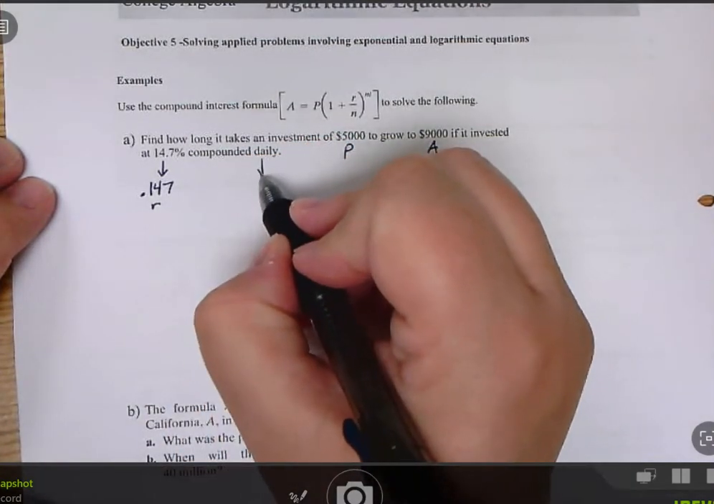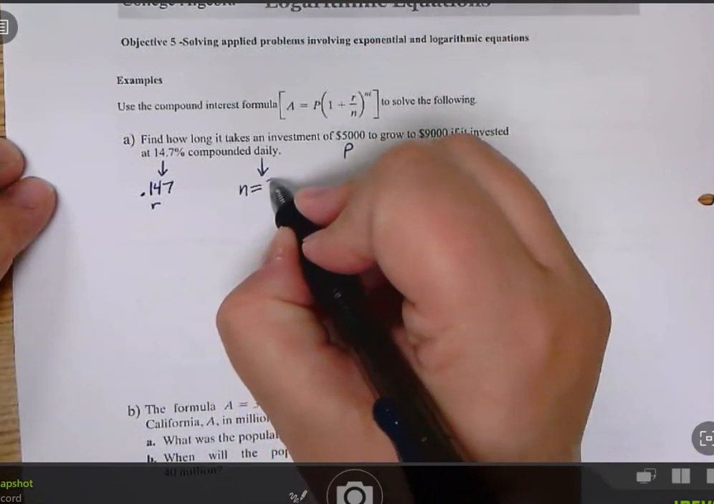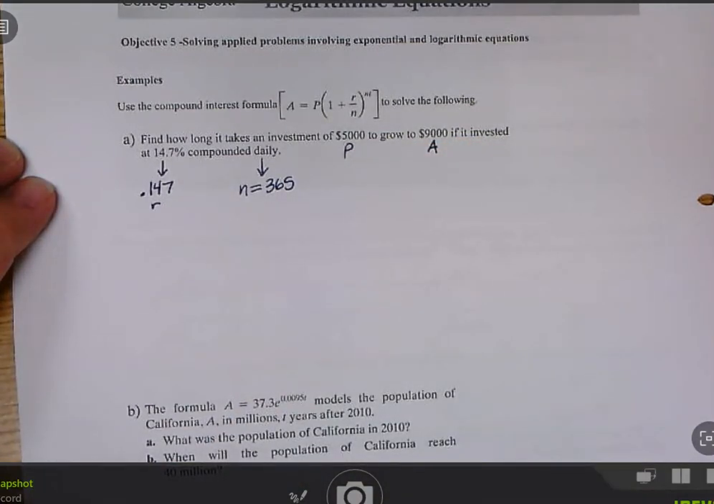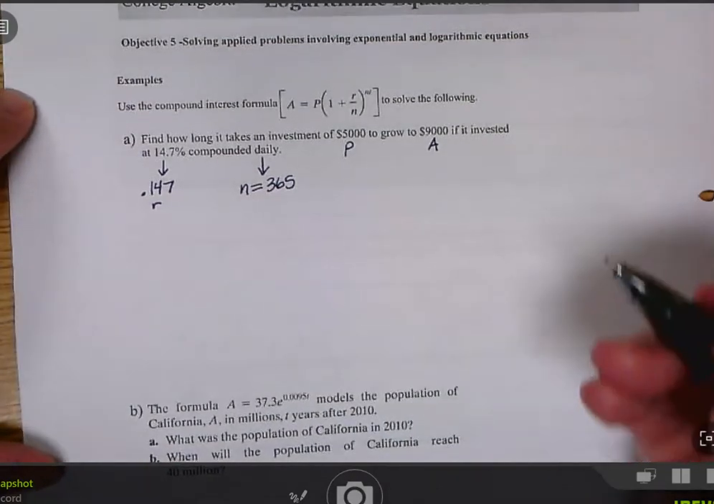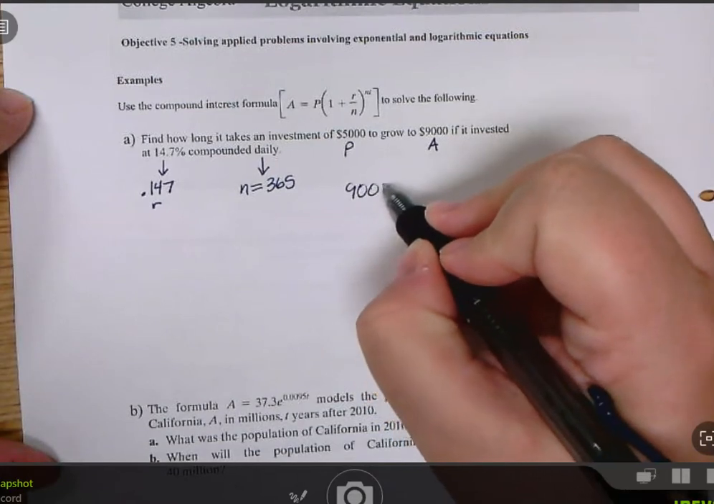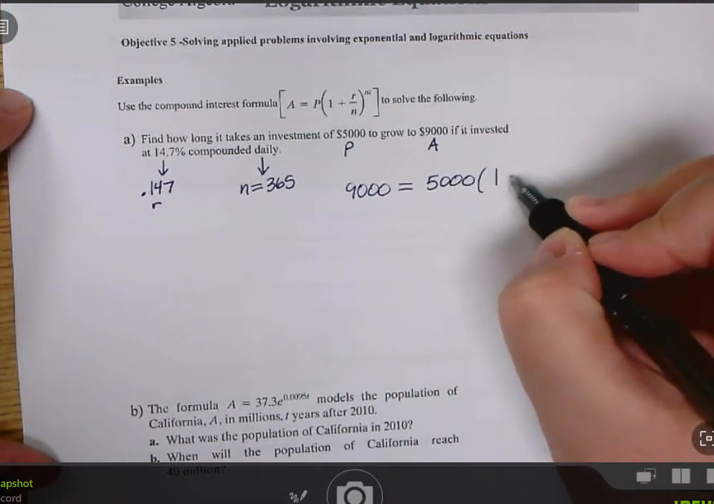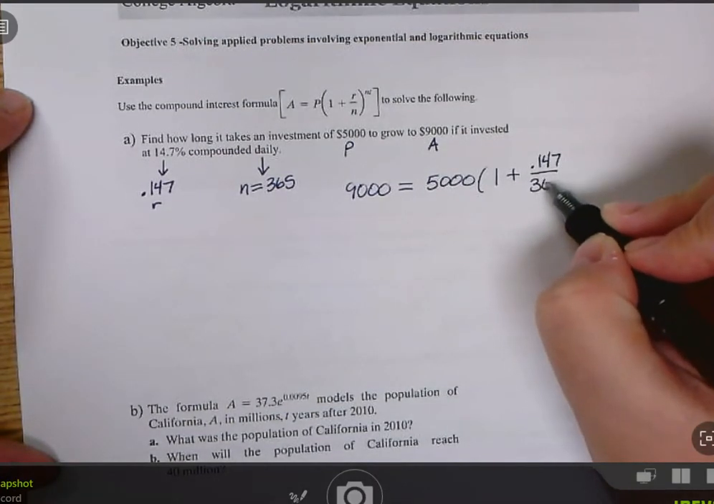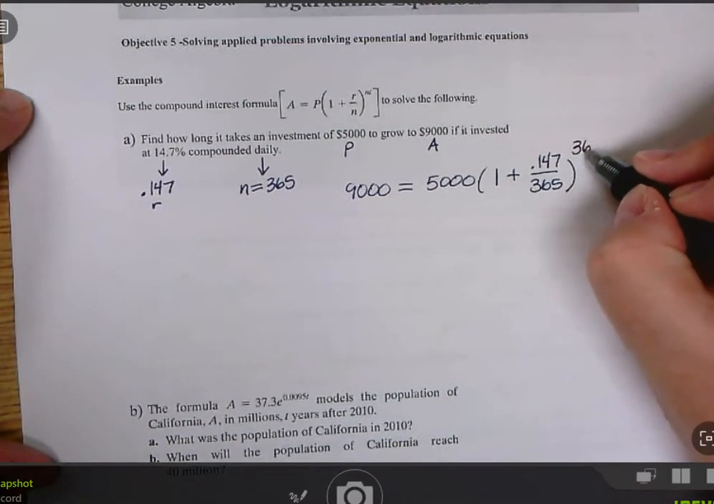Compounded daily, that tells me how many times per year. In this case, N, number of times per year, is 365. We don't go with a leap year. Okay, so filling into this formula is what I want to do. 9,000 equals 5,000 times 1 plus 0.147 over 365, all to the 365.